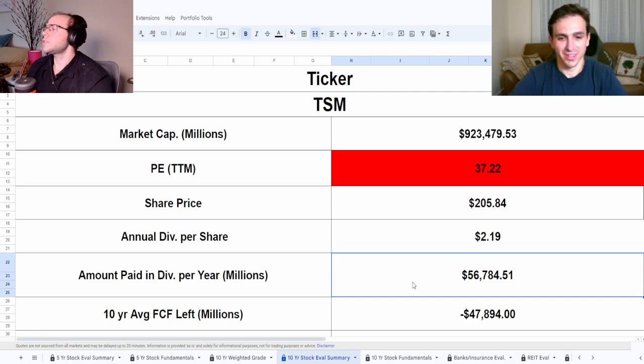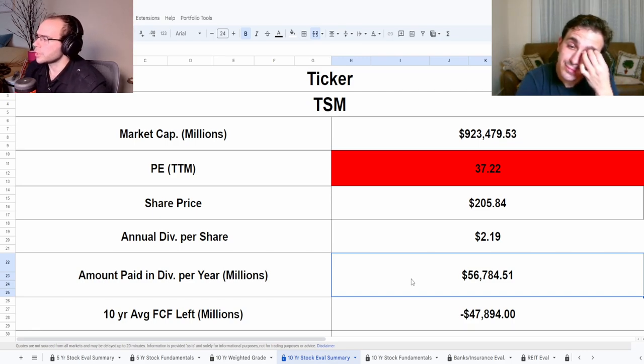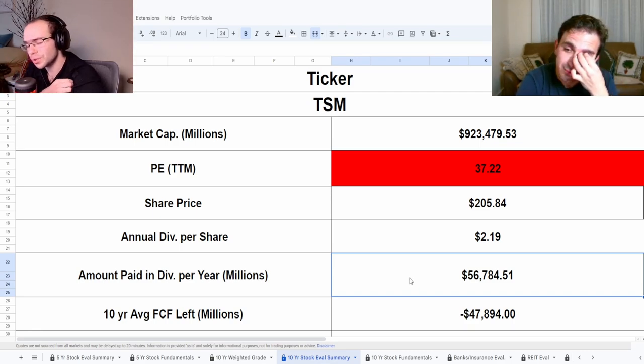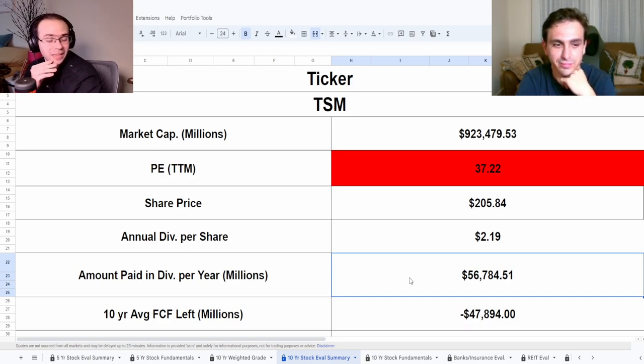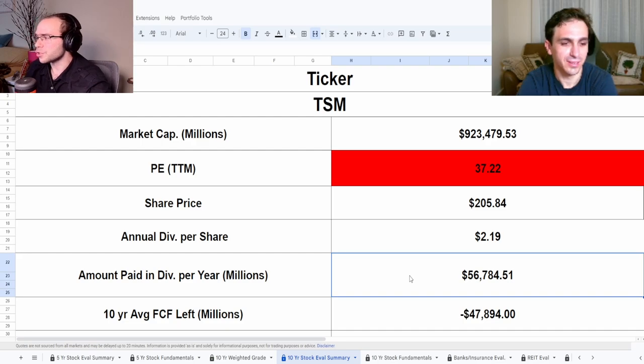So this is why I don't understand this company. And this has to do with the shares outstanding. When you see those shares outstanding, you're going to be like, what? Did you grab those right? I did. They're really interesting.